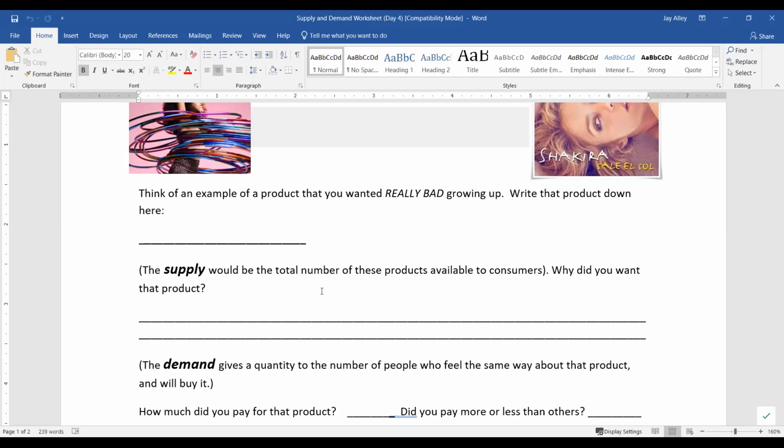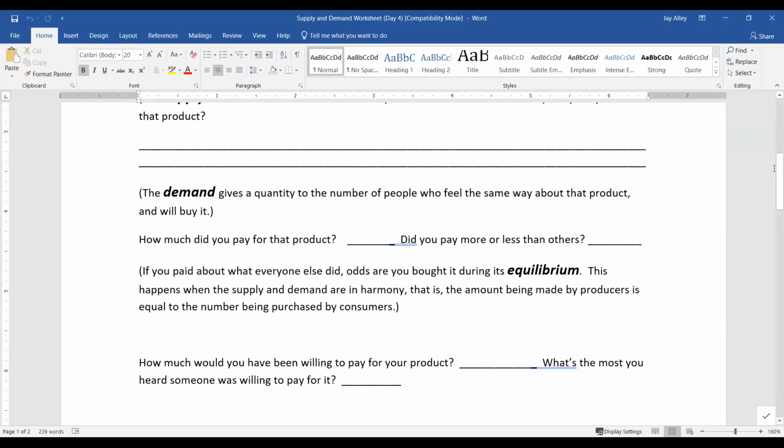For me, it was a Stingray bicycle. Back then they were probably 50 bucks a piece. I wouldn't have been able to buy it. I never got it, but it would have been nice to have. So if you think back to some item like that that was really in high demand, did you pay a fair price for it? What's it worth now?